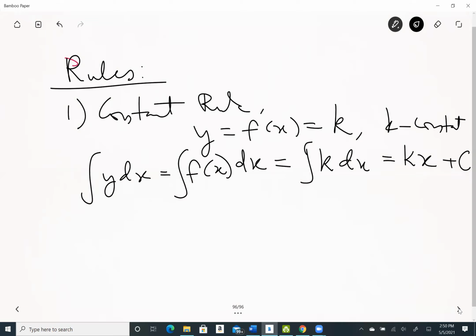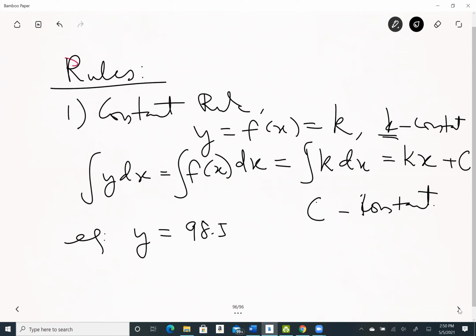Now you have the constant, which is the function, and there is another constant that appears due to the integral. So that's another constant. For example, if I want to integrate y equal to 98.5, then what is it? The integral of 98.5 dx is equal to 98.5x, and of course plus the constant c. So that is rule number 1, the constant rule.